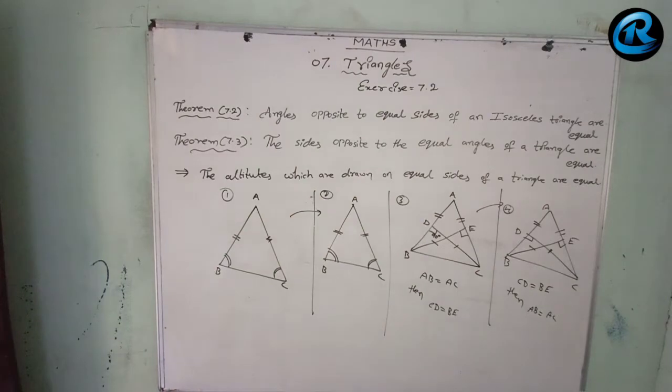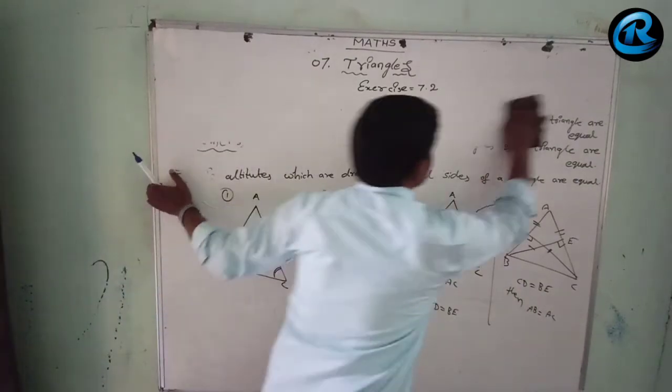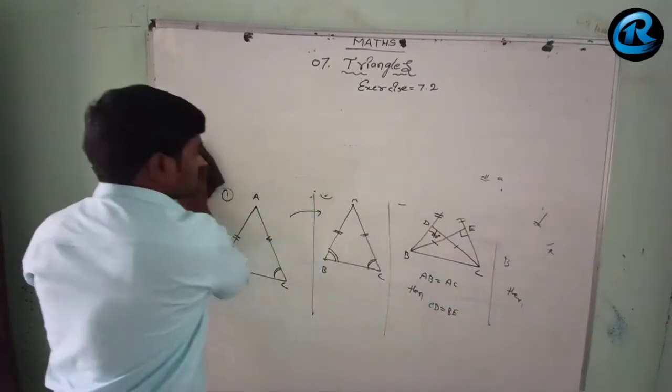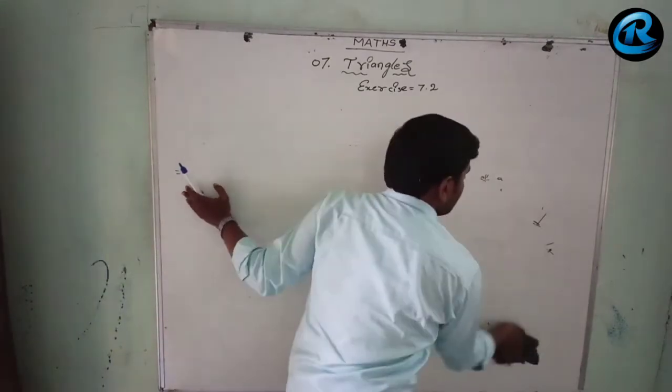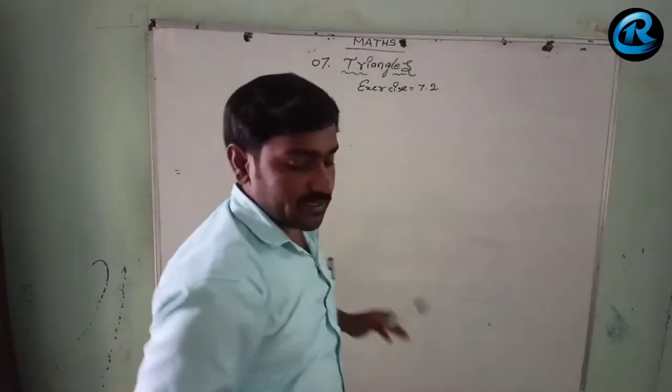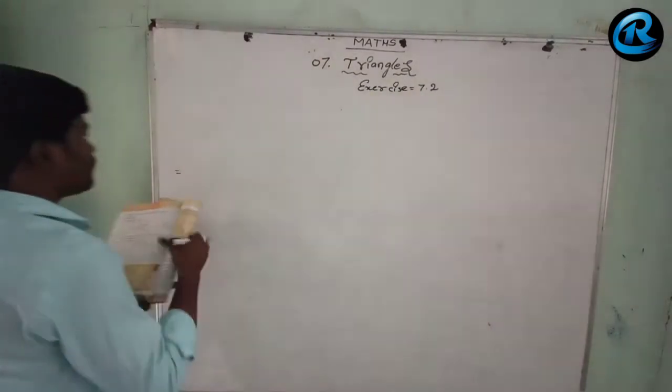So these are the main concepts which we discussed in this 7.2 exercise. You have to focus on this. So let us go for the exercise problems. There are only 5 questions based mainly on these theorems. Okay, let us solve all these 5 questions.